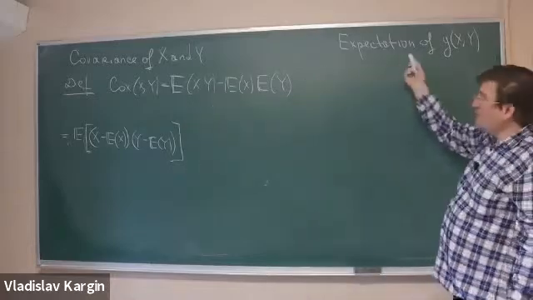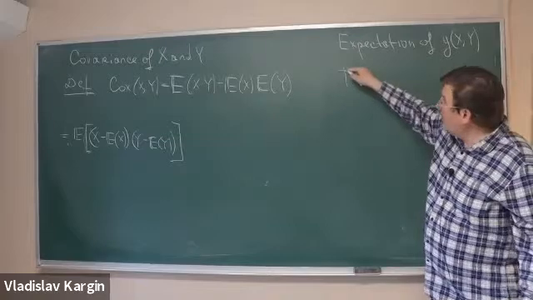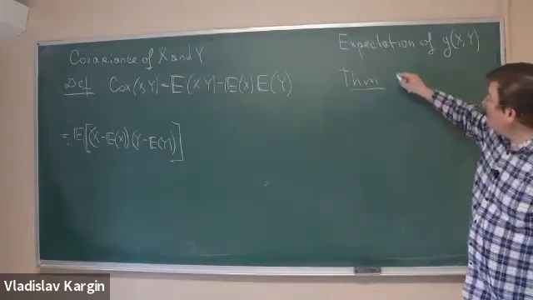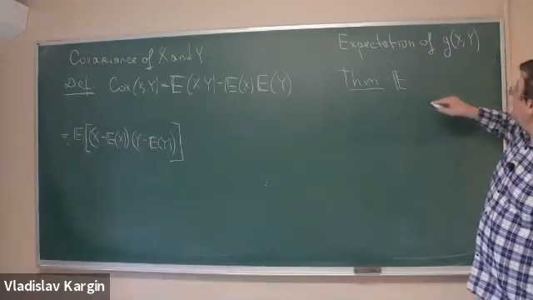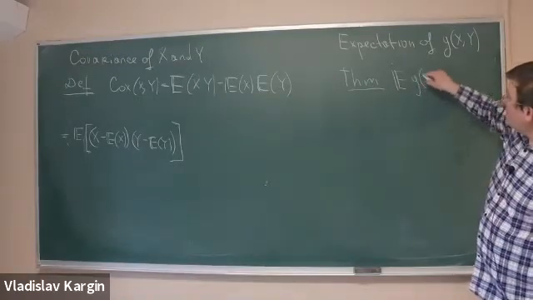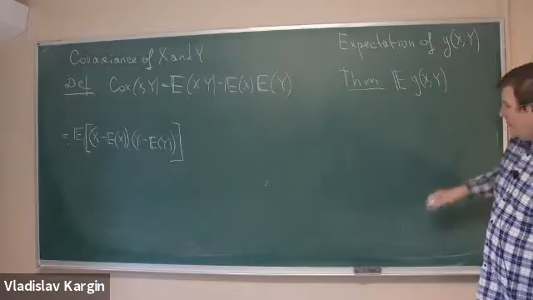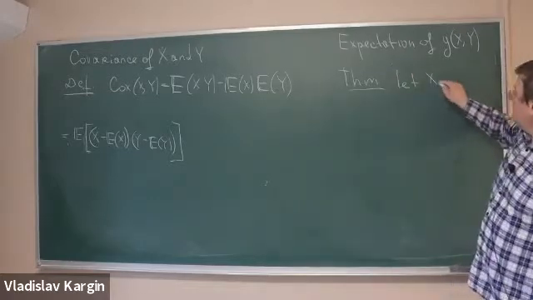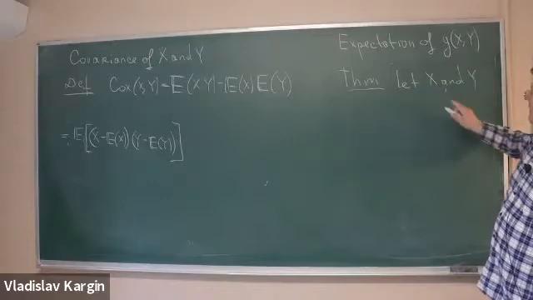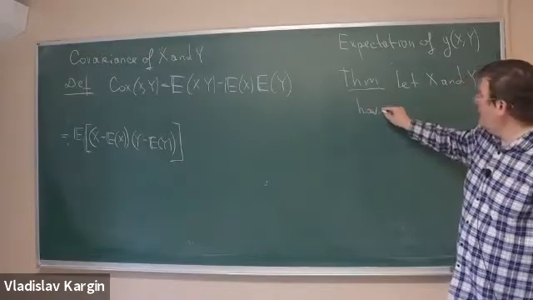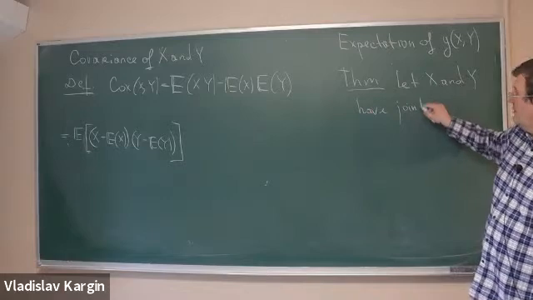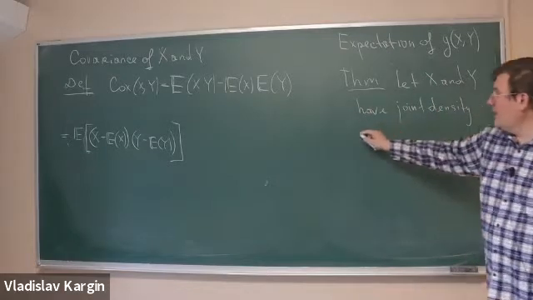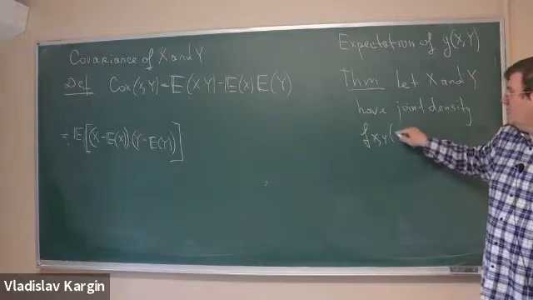So instead of doing this, we use a theorem like before, and we will omit the proof of the theorem. It says that the expectation of g of x, y, so maybe like before, let x and y have joint density f of x, y.